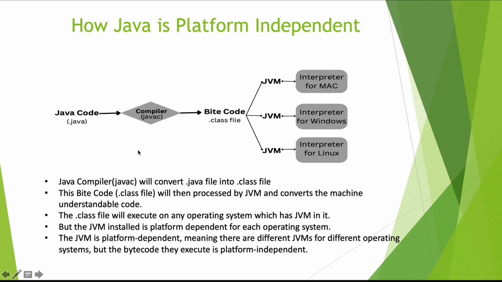First, we will see how Java is platform independent. As you can see in this simple diagram, we have a Java code .java file and we have the Java compiler. What will the Java compiler do? The Java compiler will convert the .java file into a .class file, which is bytecode. And this bytecode will execute on any operating system or any machine which has a JVM in it. But you can see here we have a different JVM and interpreter for each operating system. So the JVM is platform dependent, but bytecode is platform independent. You can execute the bytecode generated on one machine on any machine which has a JVM in it.